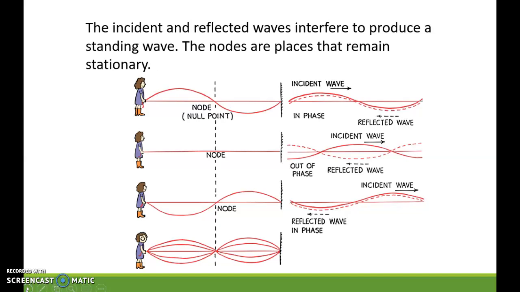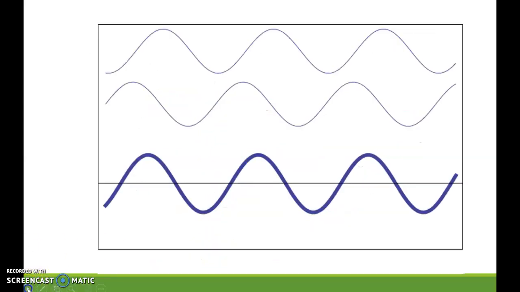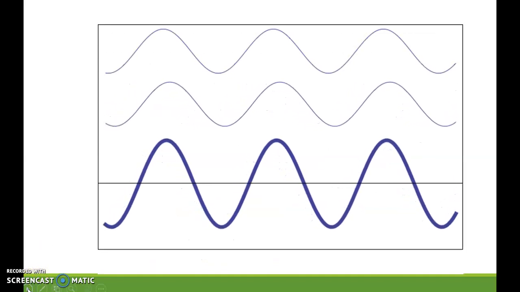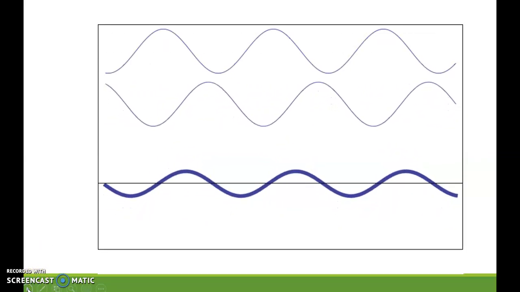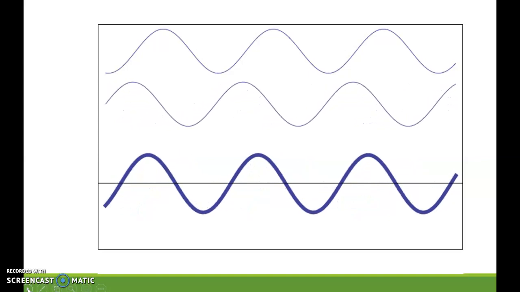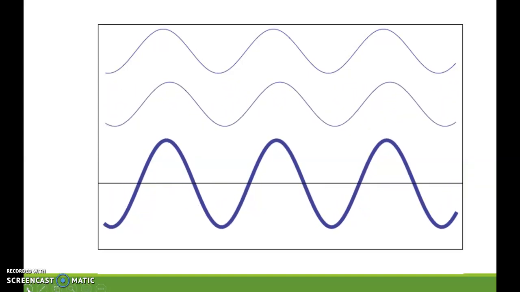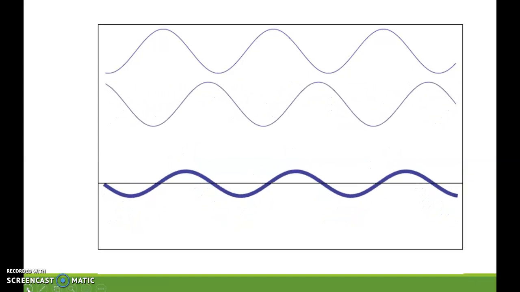The incident and reflected waves interfere to produce a standing wave. The nodes are places that remain stationary. So notice where it's stationary right here along the middle. That's where the nodes are. Okay. You can see right here in this picture of the waves. Notice the middle parts. Those are the nodes.